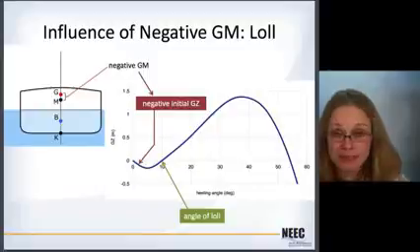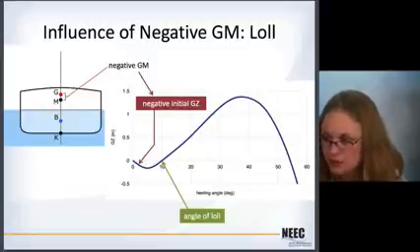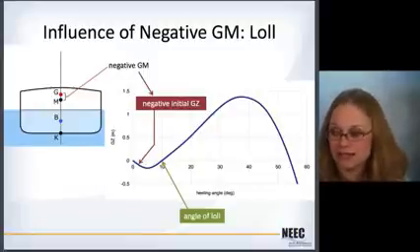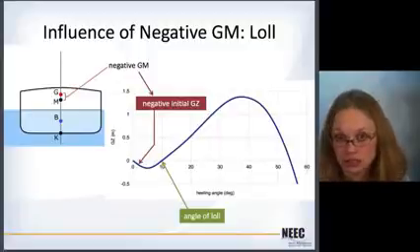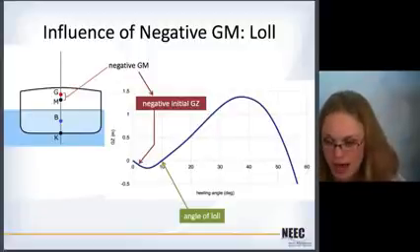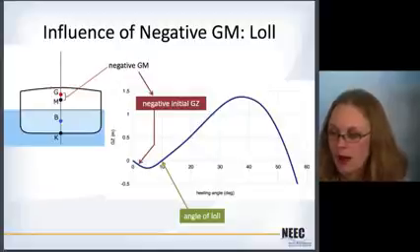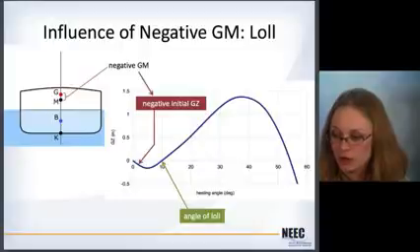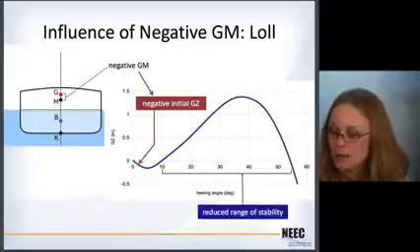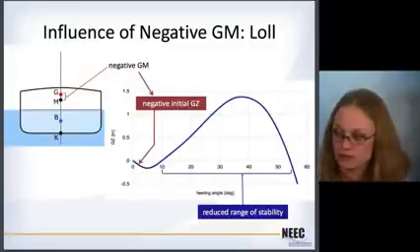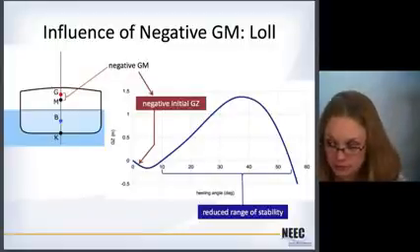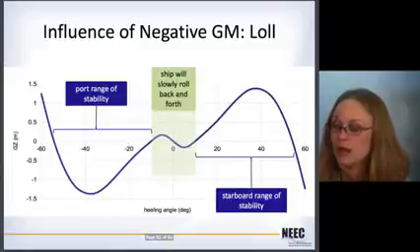So if you happen to have a negative GM, this is the effect of it. You have a negative initial GZ, which makes your GZ curve go negative at first, and it eventually comes back. You then find the proper angle of static equilibrium, where it crosses the x-axis again at a GZ of 0. That's called the angle of loll. It means you have a reduced range of stability here. So instead of going all the way from 0 degrees out to 55 degrees, you only get to go from 10 degrees up to 55 degrees where you're stable.